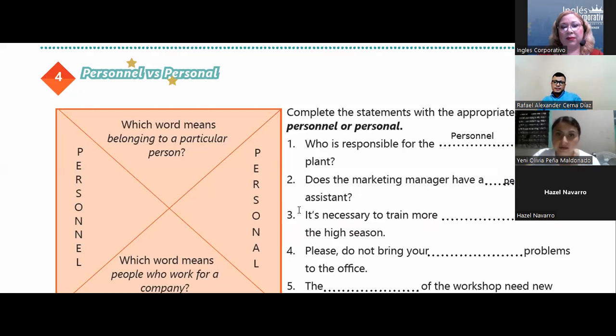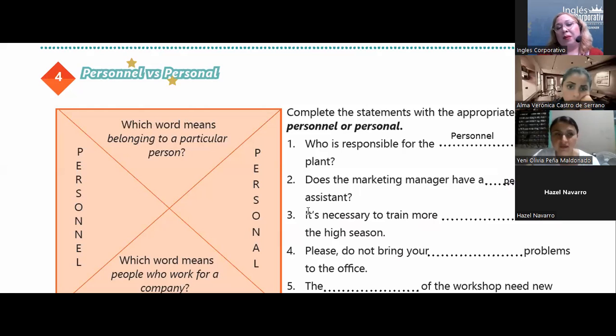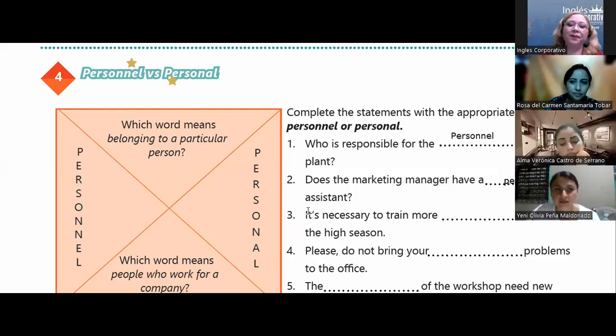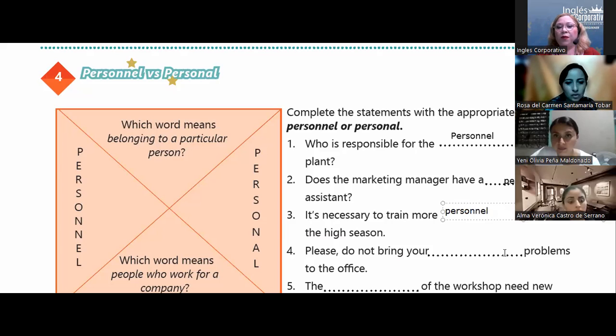Number three, Jenny. It's necessary to train more personnel for the high season. Okay, guys, is that pronunciation correct? Personnel. Remember, let's put the stress on the first syllable, right? It's necessary to train more personnel for the high season, right? There you go.